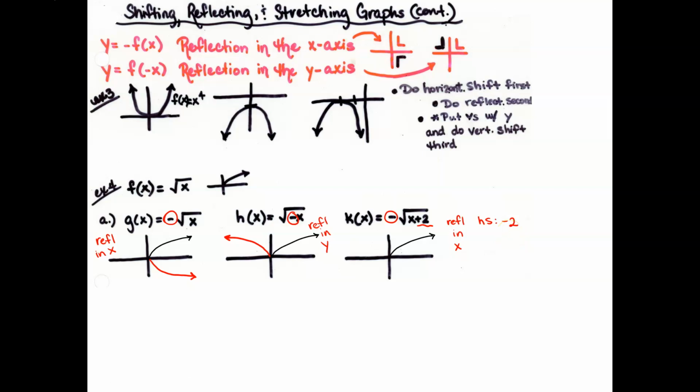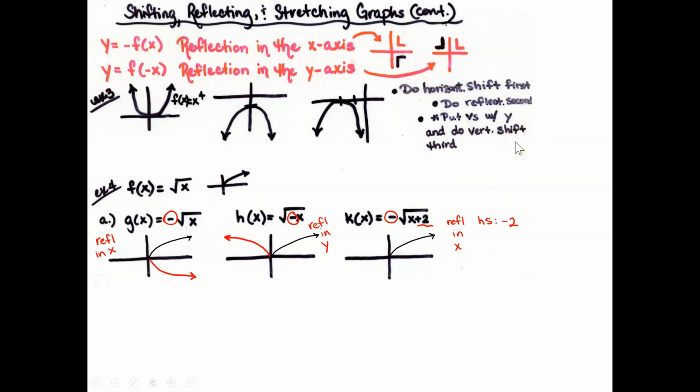All right, so when we have multiple things to do, there's a particular order that we need to follow. We need to do our horizontal shift first, we need to do our reflection second, and we need to do our vertical shift third. And it will make it a lot less confusing for you if you put your vertical shift over on the left-hand side with your y and then do it third.